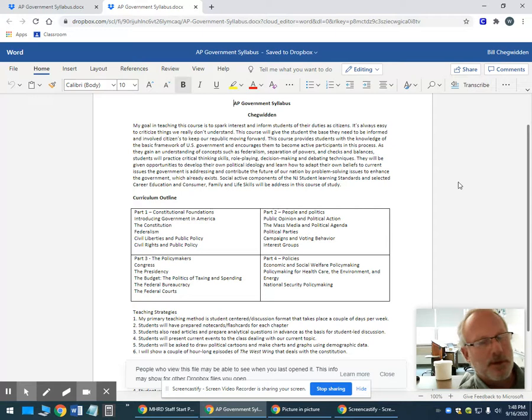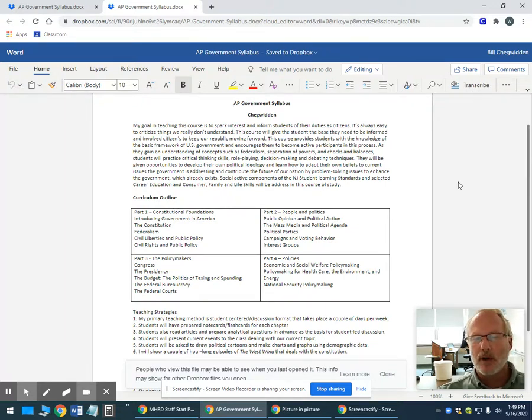We get into federalism, which is the layers of government that we teach them through state and local and federal government. We also get into civil liberties and public policy, which is very important, of course, today, with everything that's happening with civil rights and public policy.